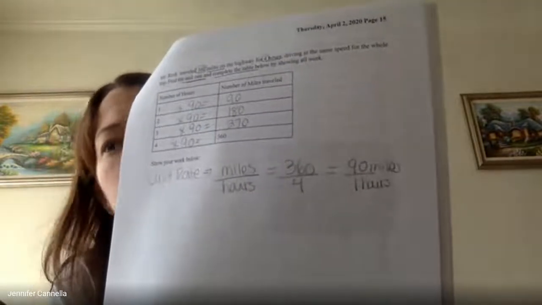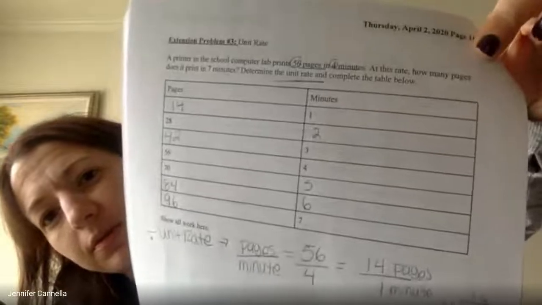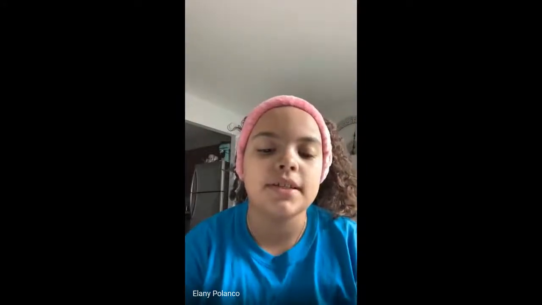Ilani, you're coming off mute. You're doing page 16. Let's go. Okay. All right. Page 16, folks. It's going to look like this. Okay. Ilani, let me pin you up. I need to see your beautiful face. Thank you. Look at you. Okay. Can you read it first? Yeah. A printer in the school computer lab prints 56 pages in 4 minutes. At this rate, how many pages does it print in 7 minutes? Determine the unit rate and complete the table below.